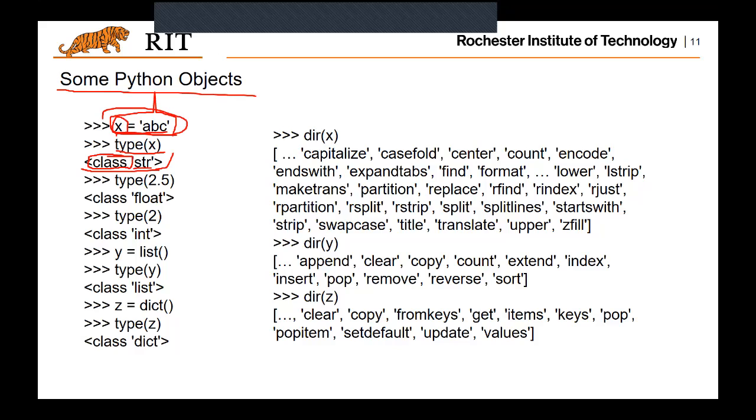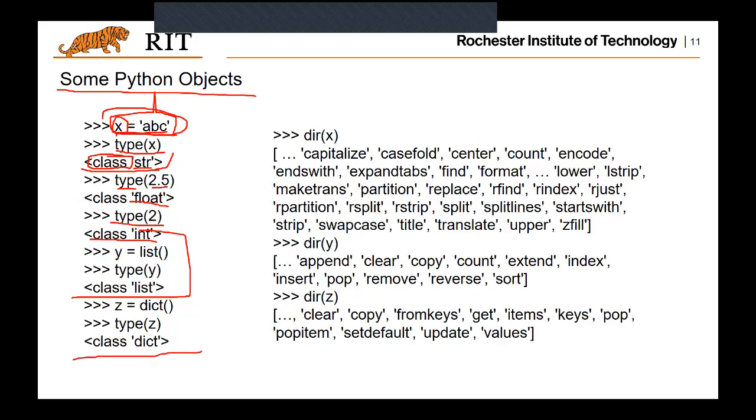Also, if you use type to check this 2.5, it gives you a floating number, right? And if you put a 2 here, it gives you the class integer. Also, you can have some class list or dictionary and so on and so forth.